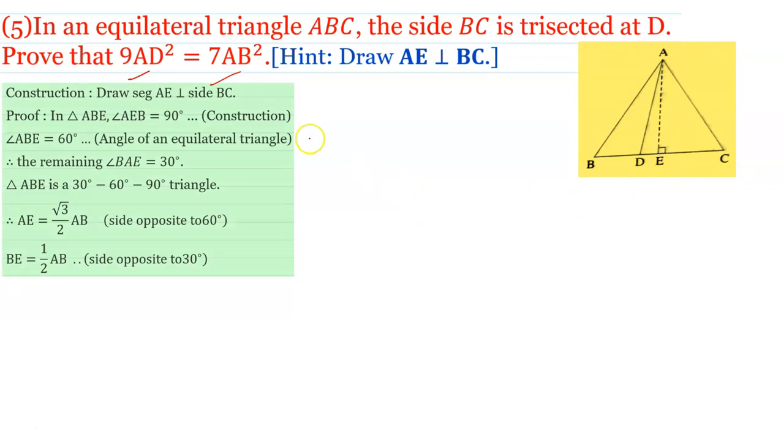See here, the first construction: AE is perpendicular to BC. AE is taken perpendicular to BC. Now in triangle ABE, angle AEB is 90.